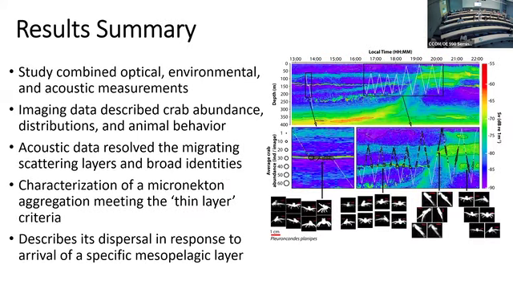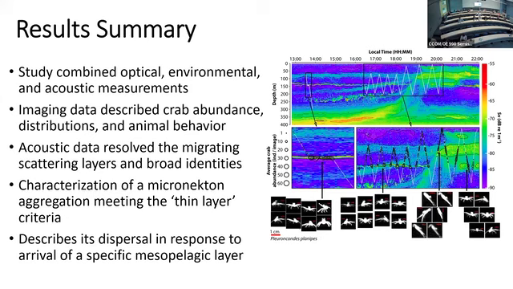And so in summary, in this project, we really were able to combine the optics and the environmental and acoustic measurements kind of synergistically. So with the image data, we were able to identify all these crabs, enumerate them, and get their distributions in the water column, and also look at things like their behavior. With the acoustic data, we got the context of all these scattering layers in the environment and their migrations, and also were able to assign some broad identities to these scattering layers. And this is kind of a novel characterization of an aggregation of micronekton that meets the thin layer criteria.